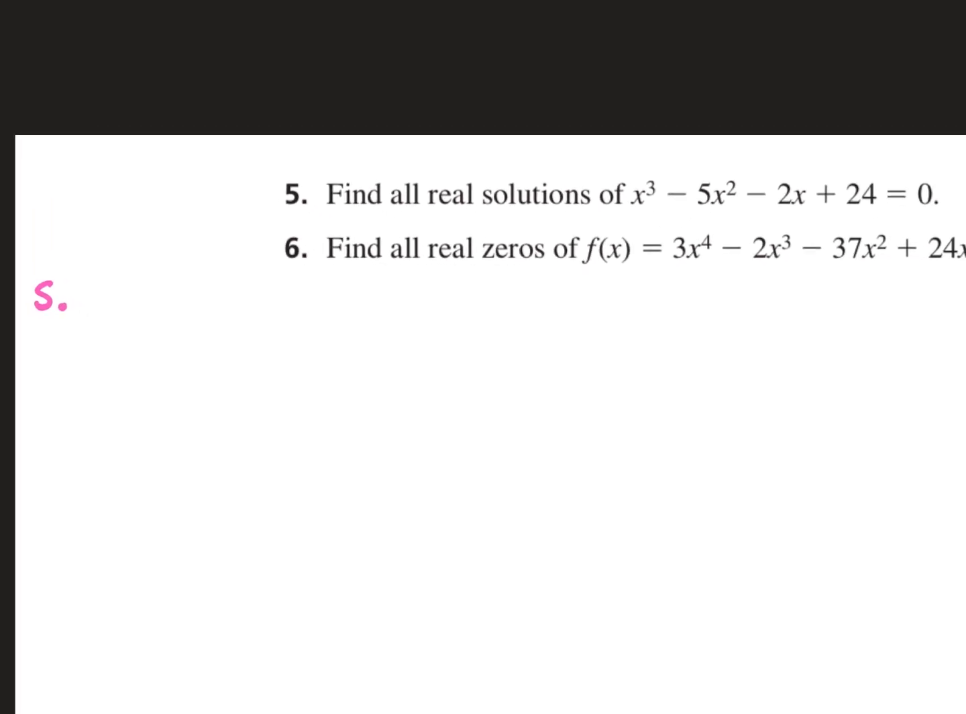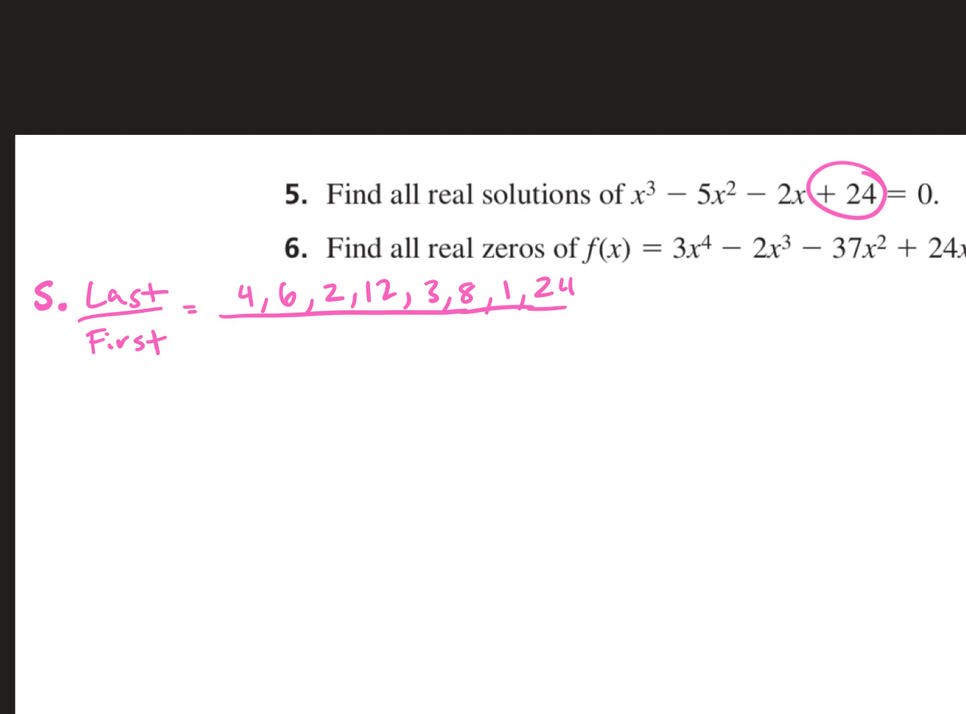So we can't factor by grouping, so we'll have to do our last over first. What are factors of the last? So factors of 24. 4 and 6. 12 and 2. 3 and 8 and 1 and 24. Perfect. And these are all plus or minus because they could be positive or negative.